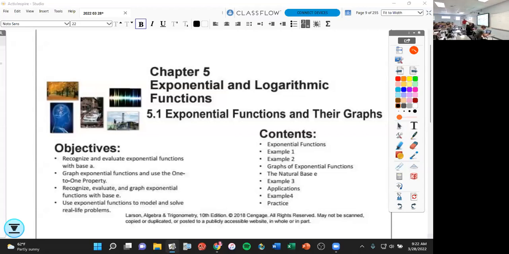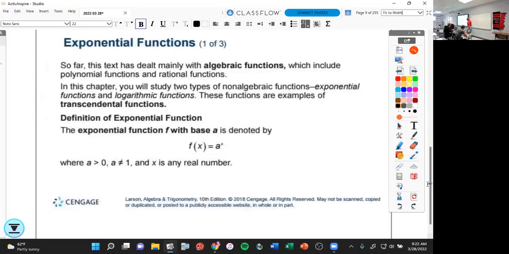So we're going to evaluate exponential functions with base A. We're going to graph exponential functions. Exponential functions are in fact one-to-one. We're going to talk about base E, and E is approximately 2.71828. And we're going to use exponential functions to model and solve real life problems. Interest is calculated using exponential functions. Continuous interest is calculated using E. So there's where we are in 5.1.